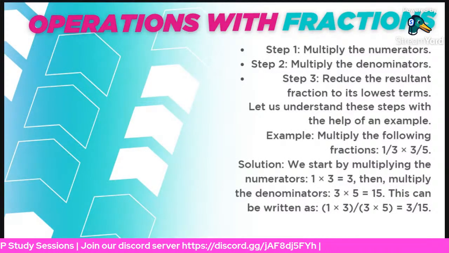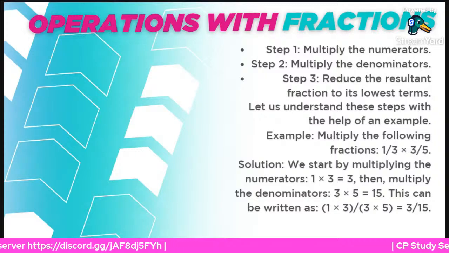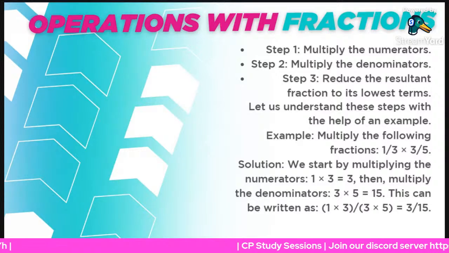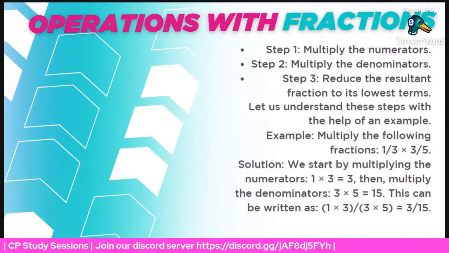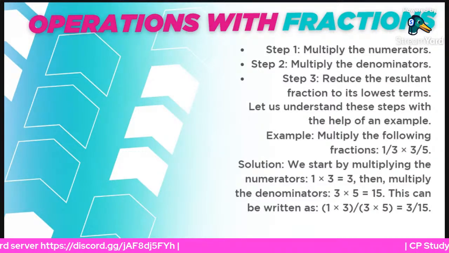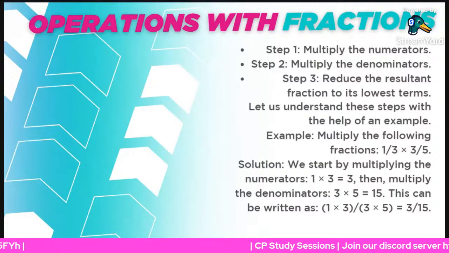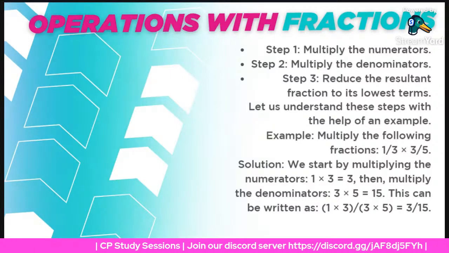So step 1, multiply the numerators. Step 2, multiply the denominators. Step 3, reduce the resultant fraction to its lowest term. So let's understand these steps with the help of an example. So ang given natin is 1 over 3 times 3 over 5. Kung susundin natin ang steps, ano ang una nating gagawin?